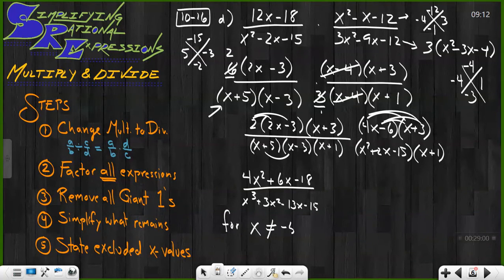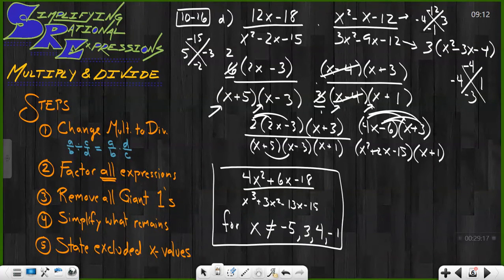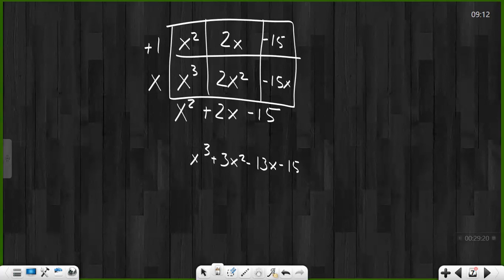X cannot be negative 5. Here, x cannot be 3. Here, x cannot be 4. And here, x cannot be negative 1. I don't look anywhere else because the original problem was multiplication. Good. All right.